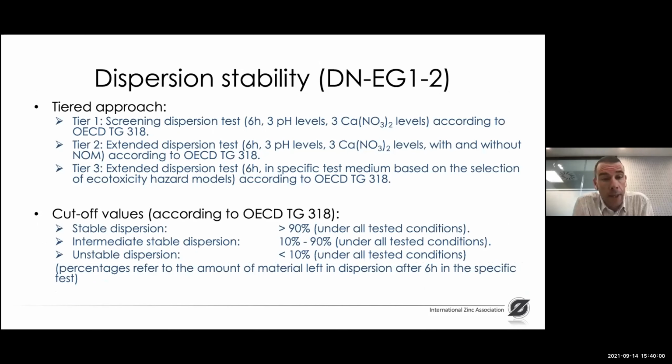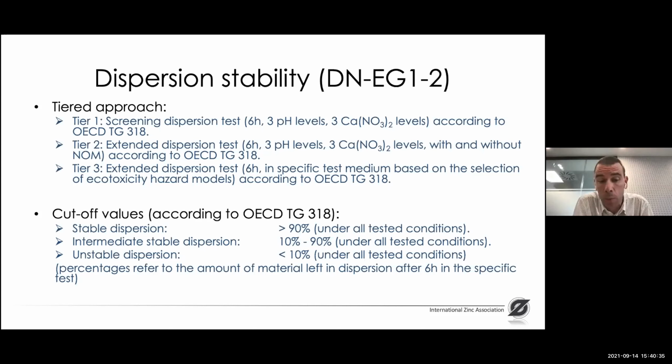When we go down to the data that we had for dispersion stability, a tiered approach is again proposed by the GRACIOS framework. Within the first year, the screening dispersion test according to the OECD guideline 318. In tier 2, you have the extended dispersion test with and without organic matter with different time points. And tier 3 is done in specific test media.